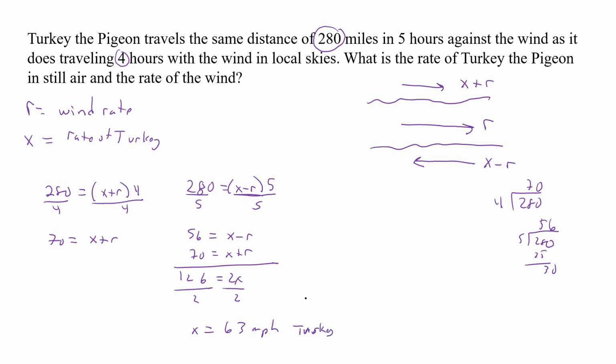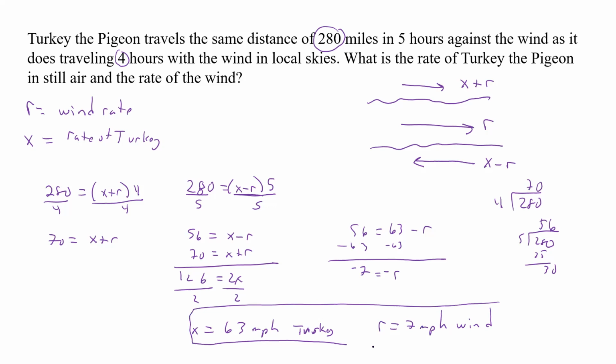So that's one fast flying pigeon. All right, so now how about the rate of the wind? Well, now we can plug it into either one of these. So if we say 56 equals x, which is 63 minus r, and so then we subtract 63, and then we get negative r is equal to -7. So r is equal to 7 miles per hour. Okay, so that's the wind. So that's what we say is the solution.